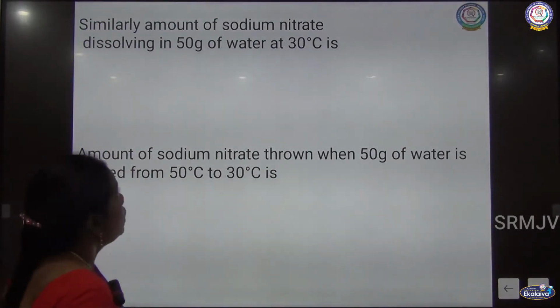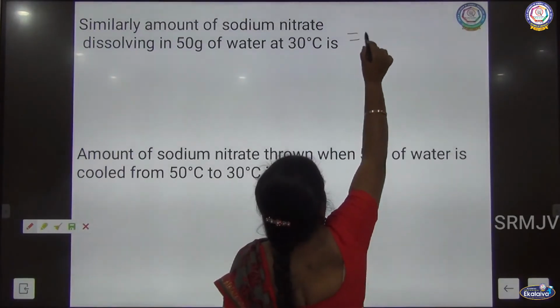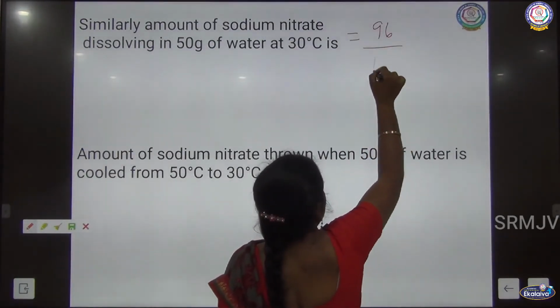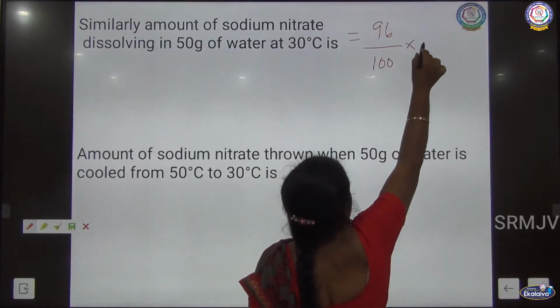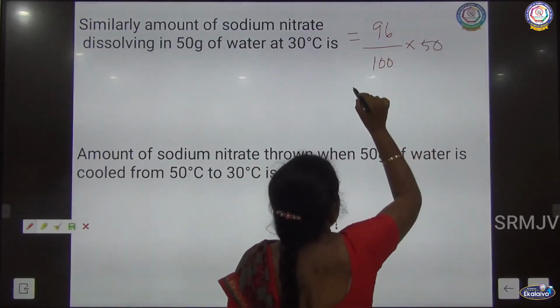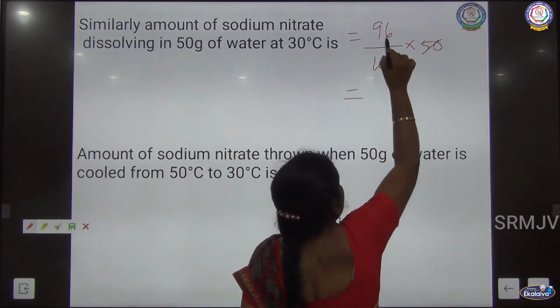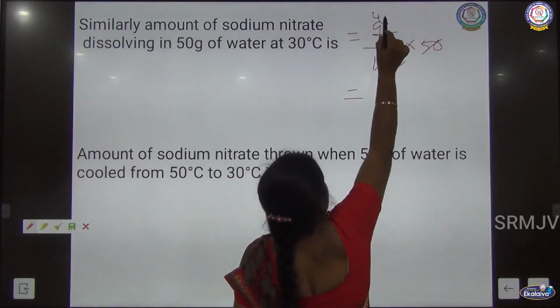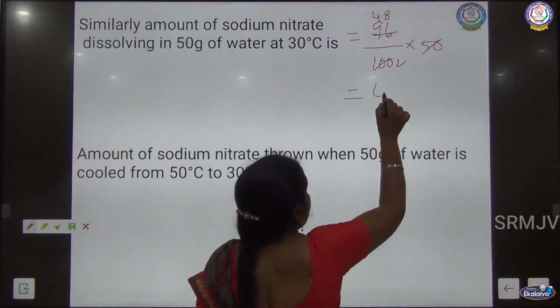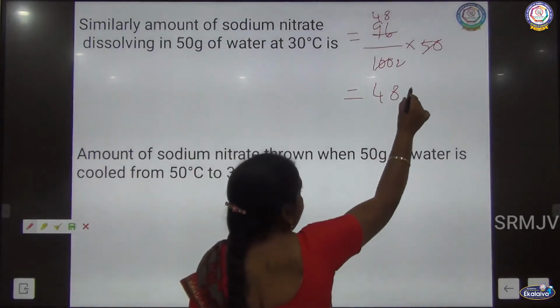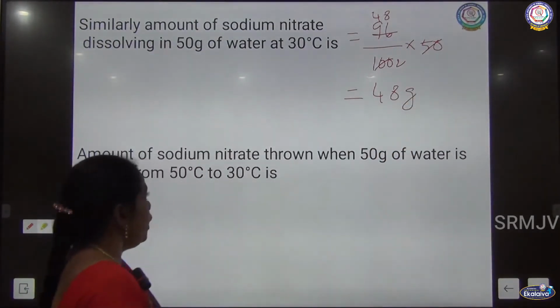So 96 divided by 100 into 50 equal to 2, 4 2s are 8, 2s are 48 gram. So already I have found out.